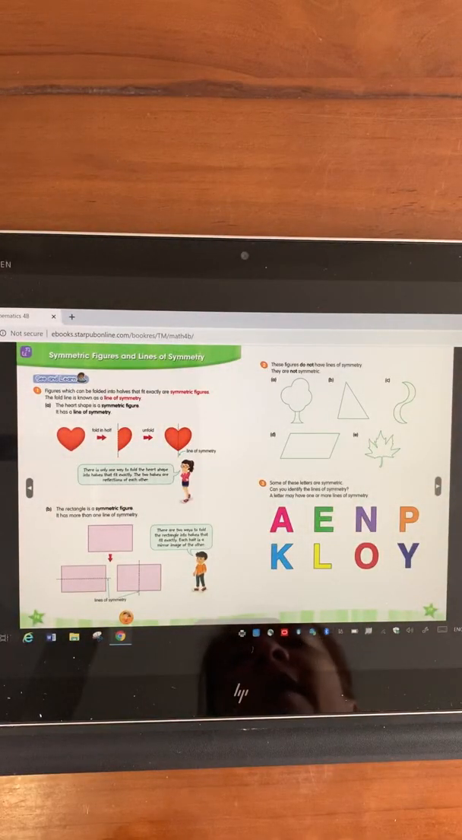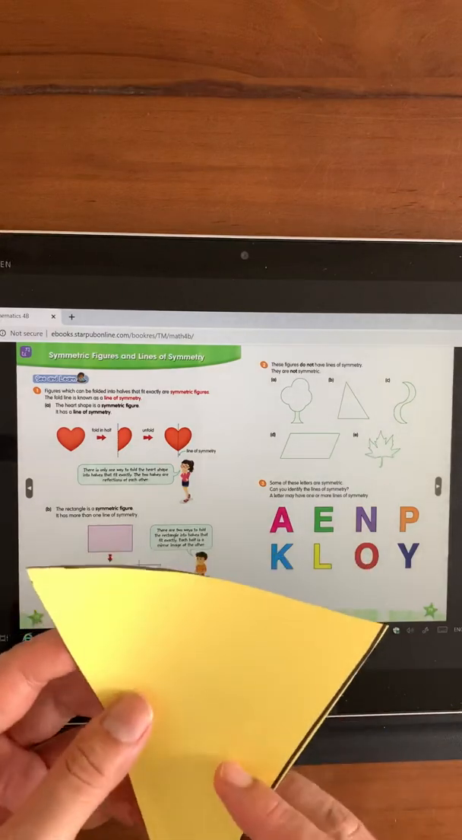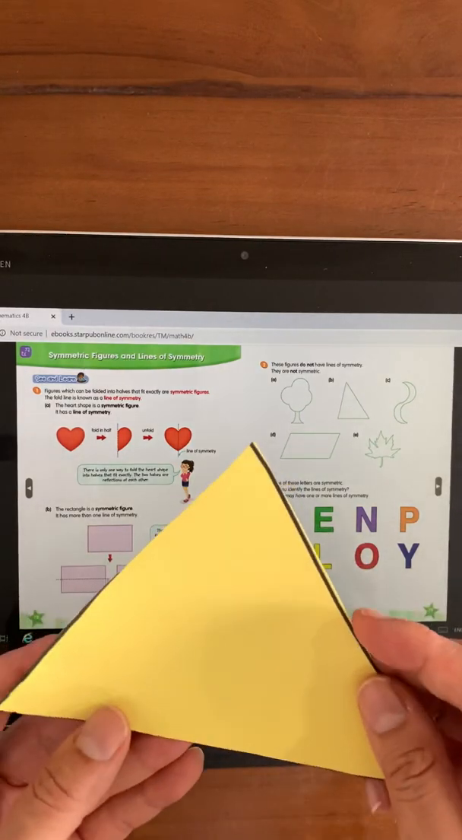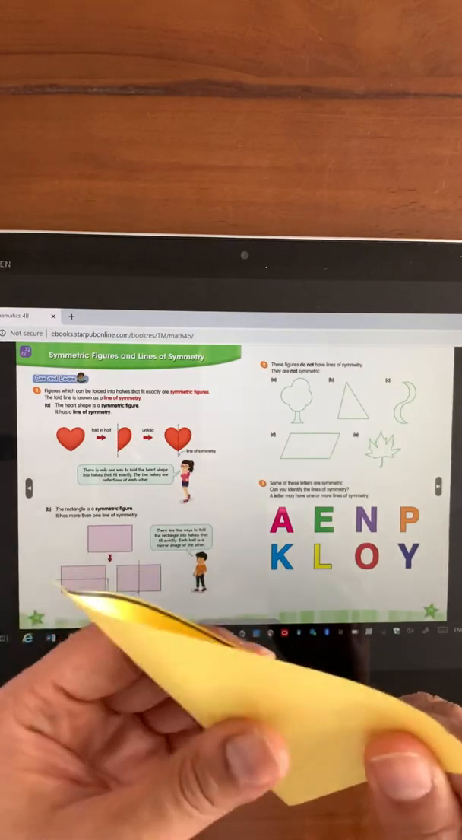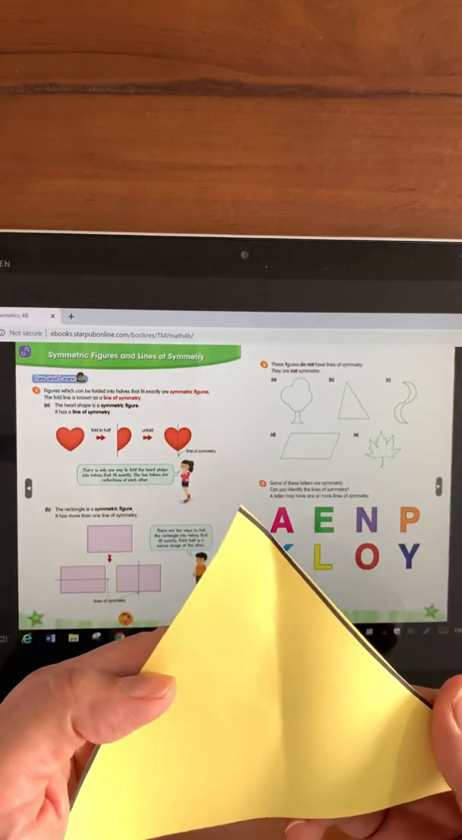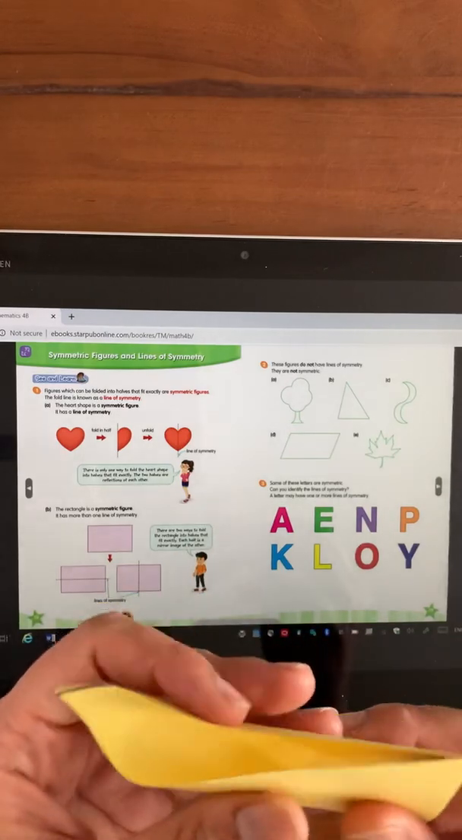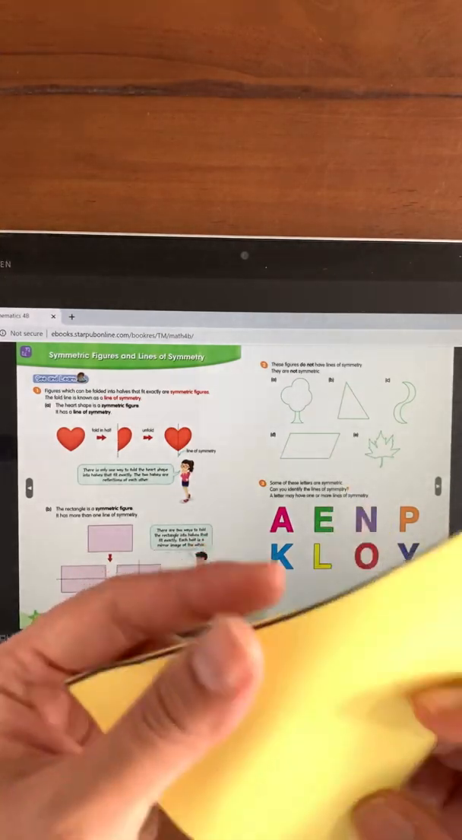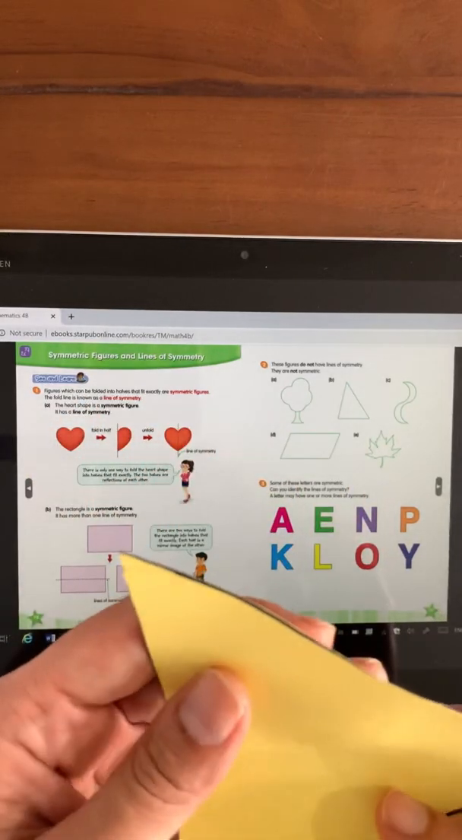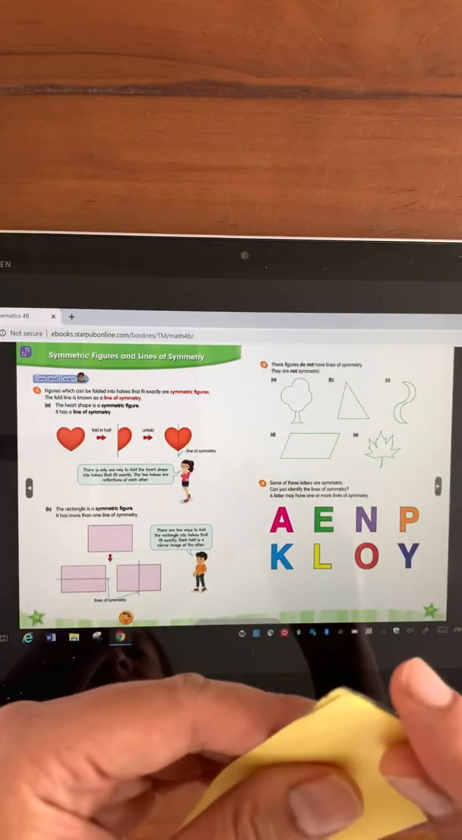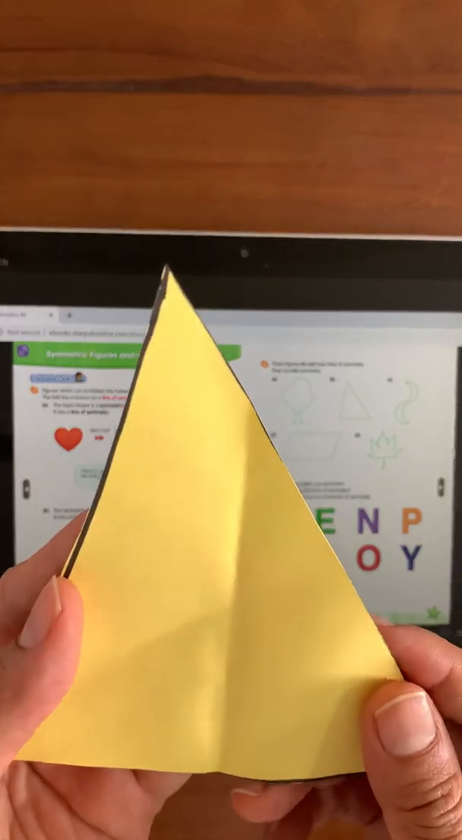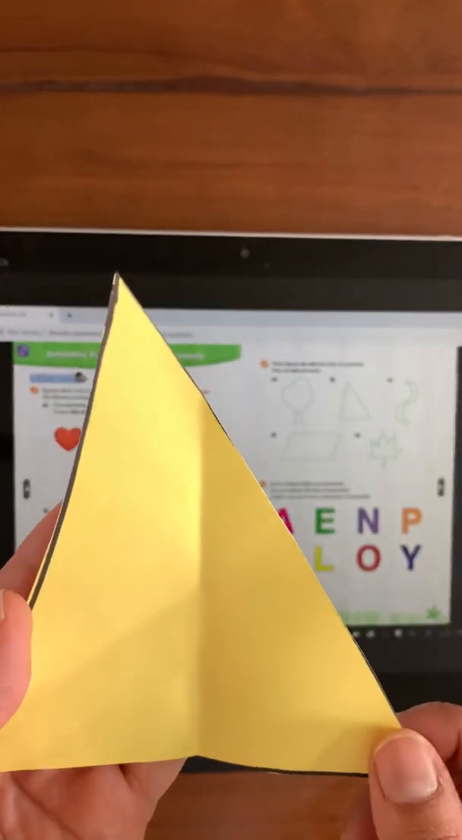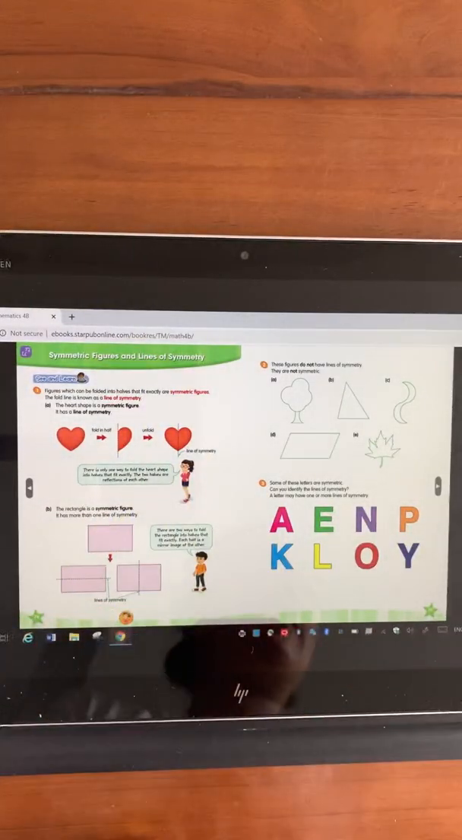Let's take a look at the next shape, which is like a triangle. Where do I find its half? Maybe here. You can tell that if I try to fold it into half, maybe another way, this way, you cannot fold the figure into two equal halves, so this is not a symmetric figure.